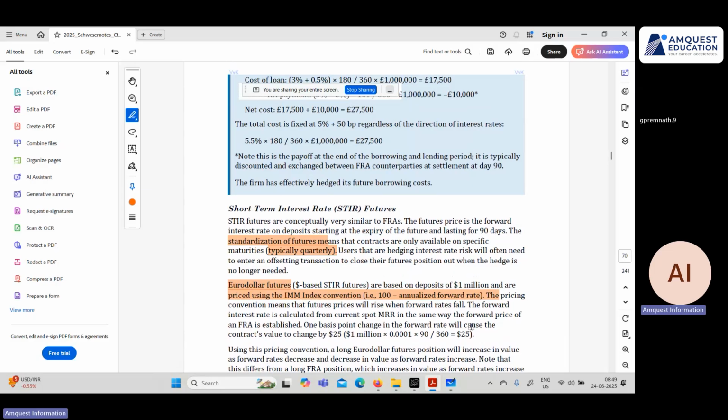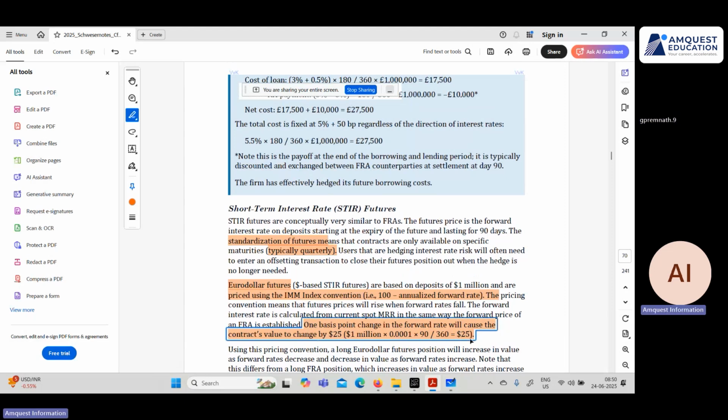Also, and I'm going to tell you how we use this in the question, they say that a 1 basis point change in the forward rate will cause the contract value to change by $25. You can use this information as it is, or you have the calculation already. Why do they use this? It is 1 bip, right? 1 over 10,000, and since this is for a quarterly basis, it is 90 by 360. So they say for a 1 million contract, a 1 basis point change in the forward rate will change the contract value by $25.